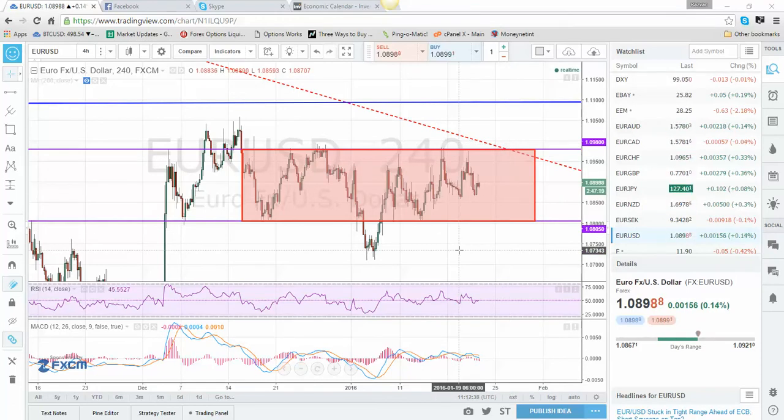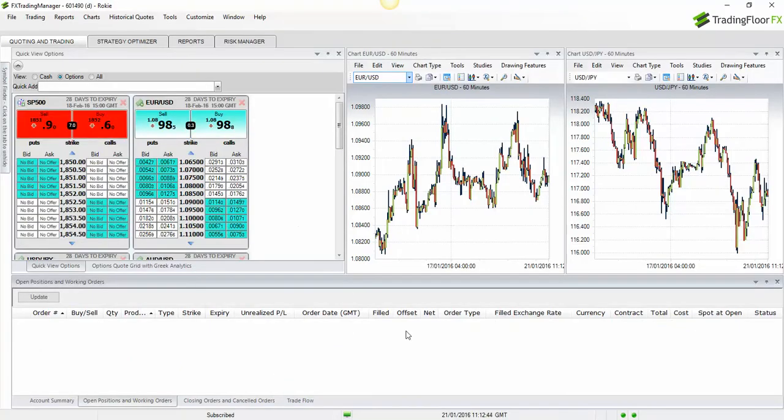Another way of trading this, and I'm going to show you on the new platform from 24FX, is to use options. Let's assume that you think Mario Draghi is going to drag the euro dollar down, and that means to sell it. When you buy a put option, the only risk you have is the premium that you have to pay for that option. So I will show you.